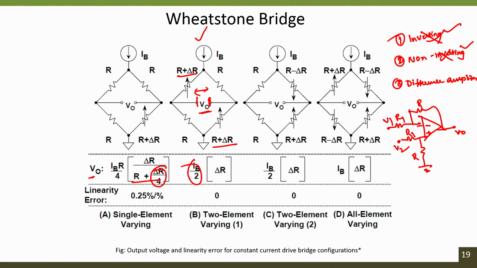If I say this is R1, R2, R2, so V naught is equal to R2 by R1 into V2 minus V1. So, V naught can measure the difference between V2 and V1, and if R2 and R1 are the same, then the gain is 1. So, the output voltage is purely the difference between V2 and V1.